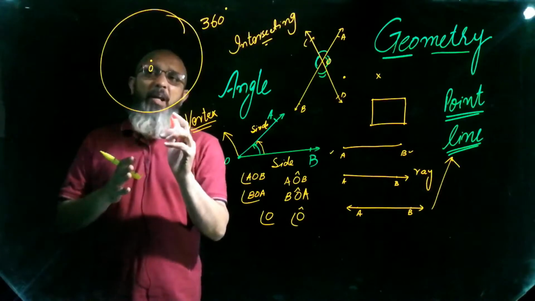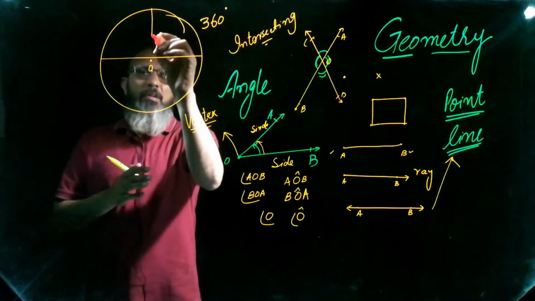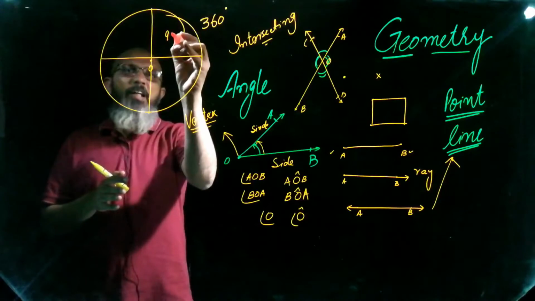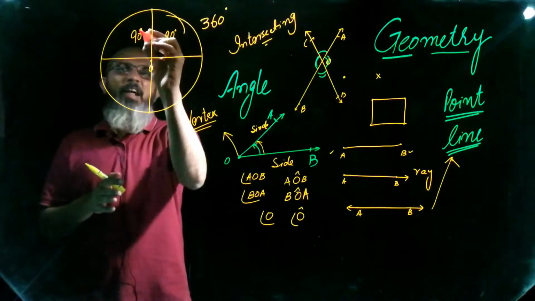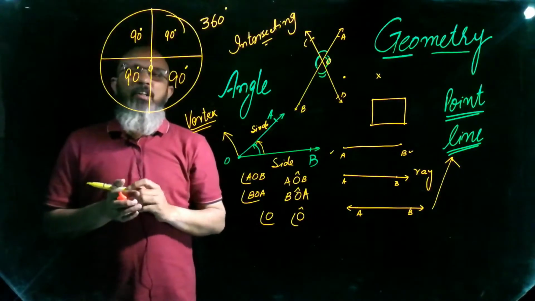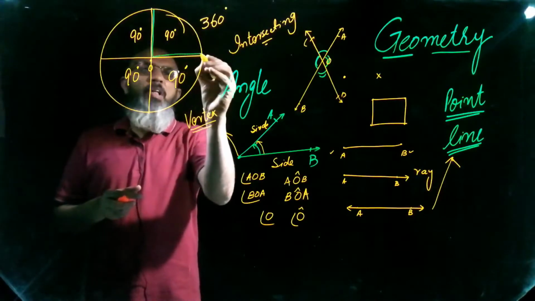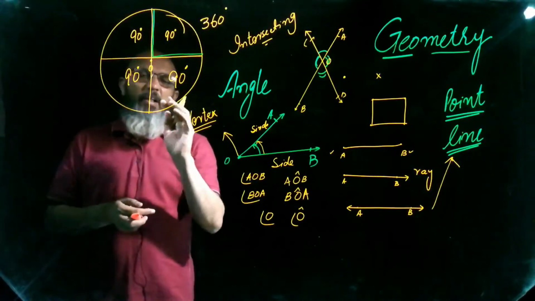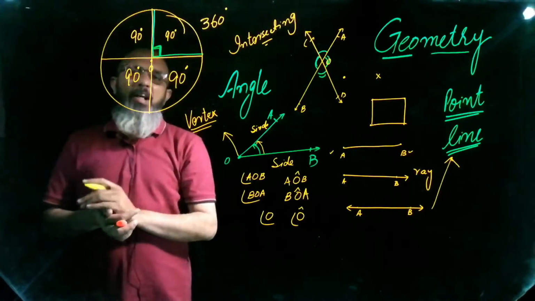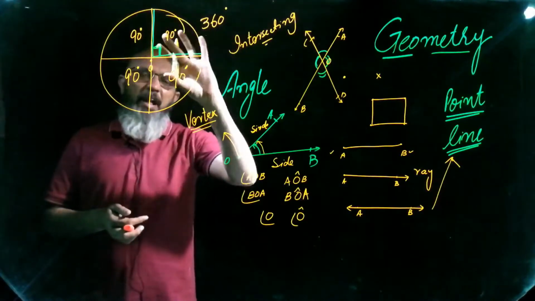If I divide this circle into 4 equal parts, how many degrees is each? That is 90 degrees, 90 degrees, 90 degrees, and 90 degrees. So here we can conclude, what is this? That is a right angle, an angle of 90 degrees. Right angle means 90 degrees.